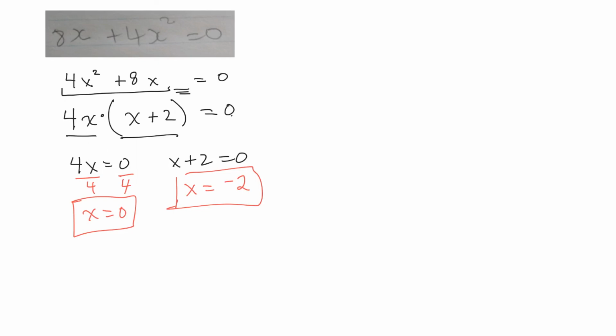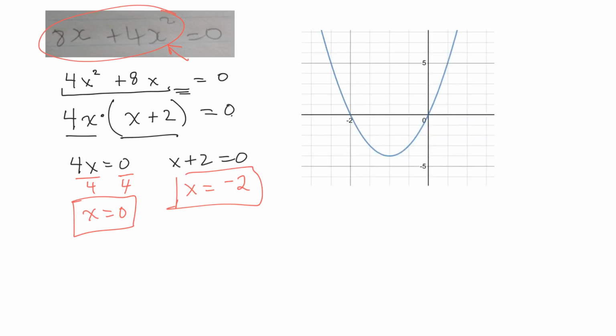Now, let me graph it too, and we should see that that graph will cross at those 2 points. And there's the graph of that one, where sure enough it does cross at negative 2 and at 0. All right, hopefully that helps you with those two solving quadratic equations.